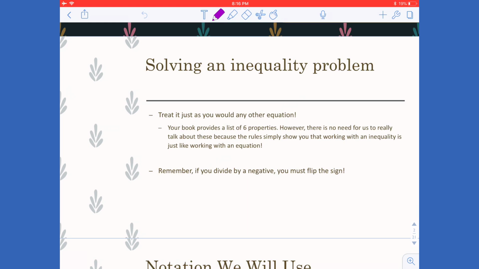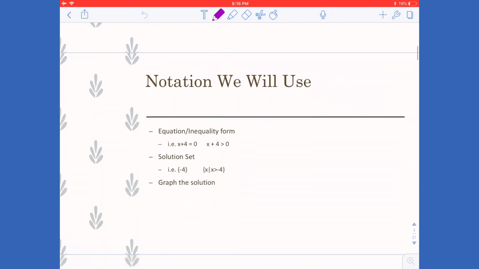The only thing that you must remember is that if you divide by a negative, you have to flip the sign. That can be the tricky part that some people forget. That is different because you are considering the inequality sign. So anytime you divide by a negative, you must flip that sign.